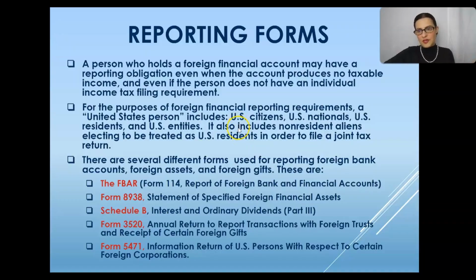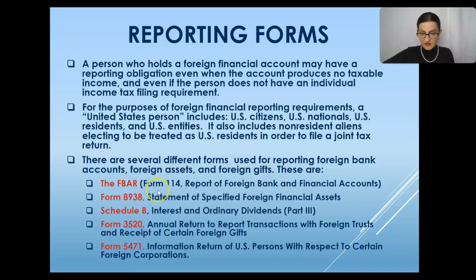So they won't file jointly with an American spouse in order to avoid being subject to FBAR and FATCA requirements, especially if they don't ever plan to come and live or work in the United States. There are several different forms used for reporting foreign bank accounts, foreign assets, and foreign gifts.